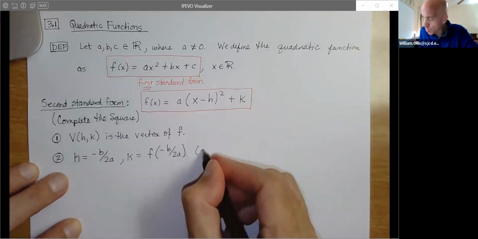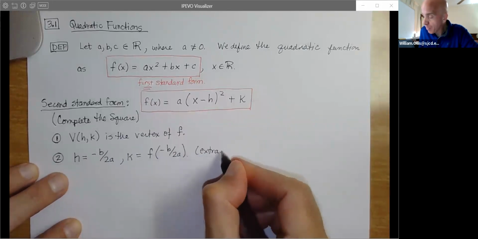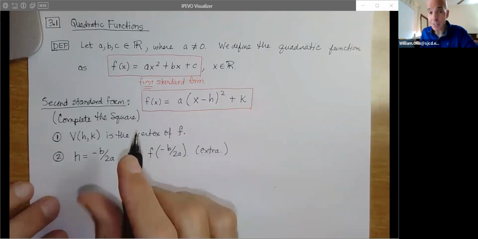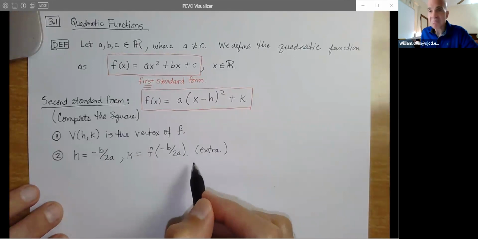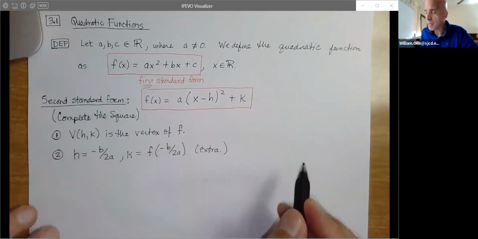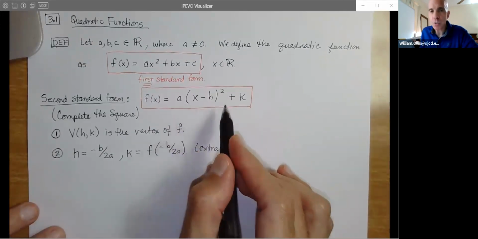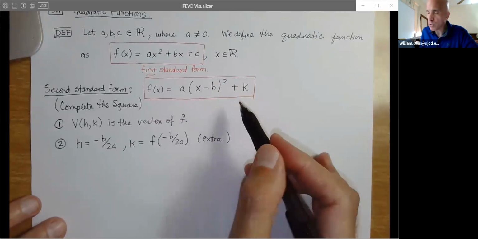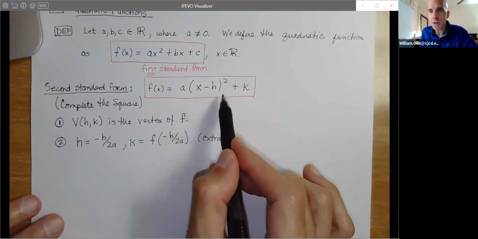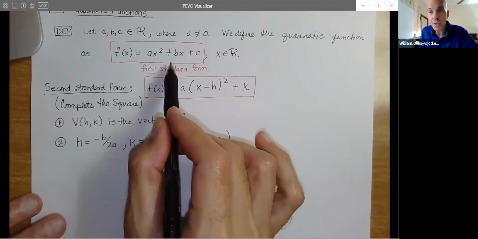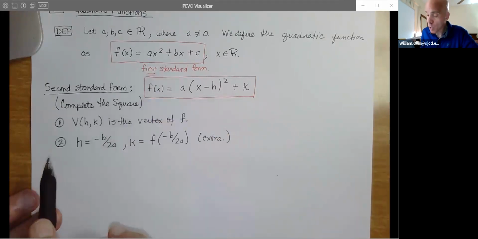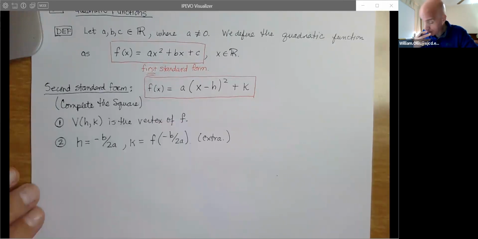So this is extra. You might think, gosh, if I complete the square, I don't have to do this, or maybe I'll just do this. Your choice. It just depends. If the problem asks you to do this, you do it. And again, there are certain benefits to having the function in this form, just like there are benefits to having the function in this form. So 1 and 2 are related.